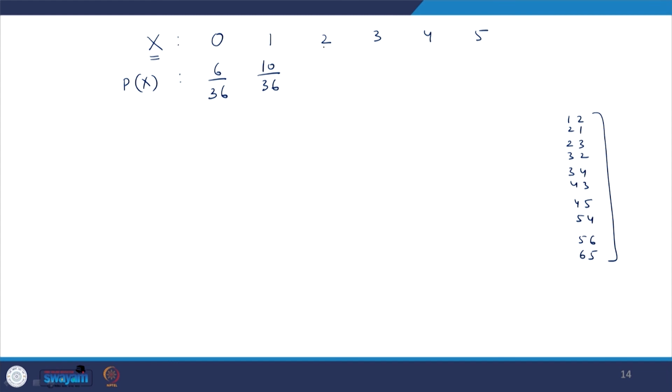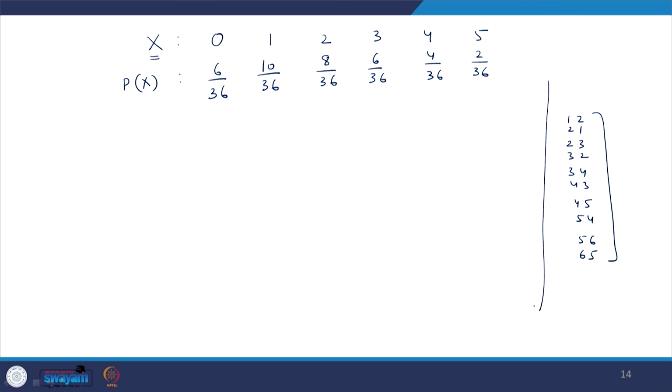Similarly, when the difference is 2, there will be 8 cases, you can check. Now, for 3 it is 6 cases, for 4 these are 4 cases, and for 5 these are 2 cases only, 1 6 or 6 1.